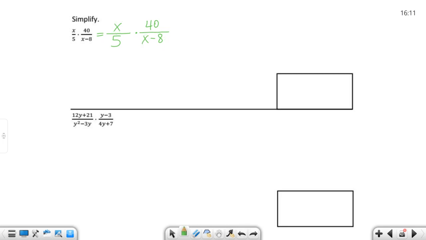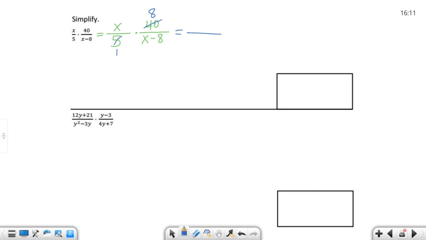Then I say, okay, does anything divide out with the 40? Well, yeah, look, the 5. 5 and 40 have what in common? They have a 5 in common. How many times will 5 go into 40? 8 times, right? How many times will 5 go into 5? 1 time.